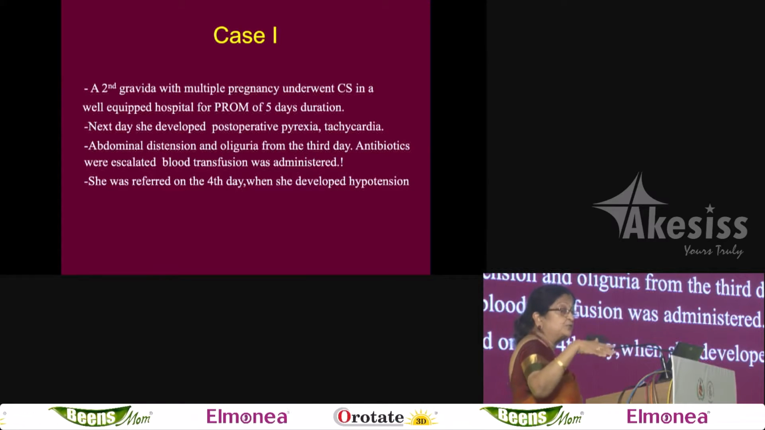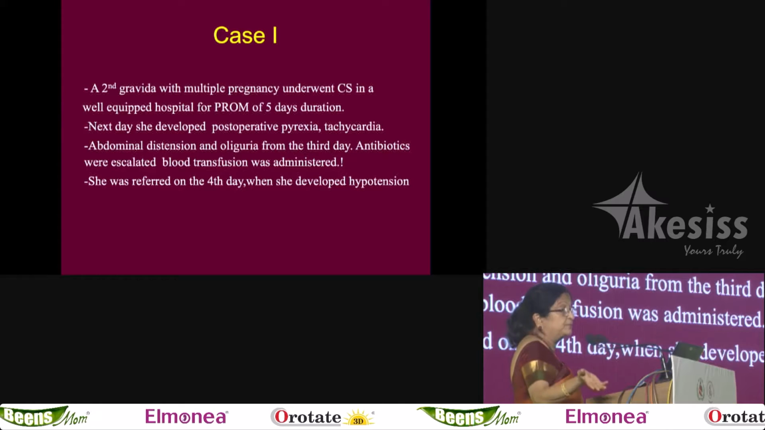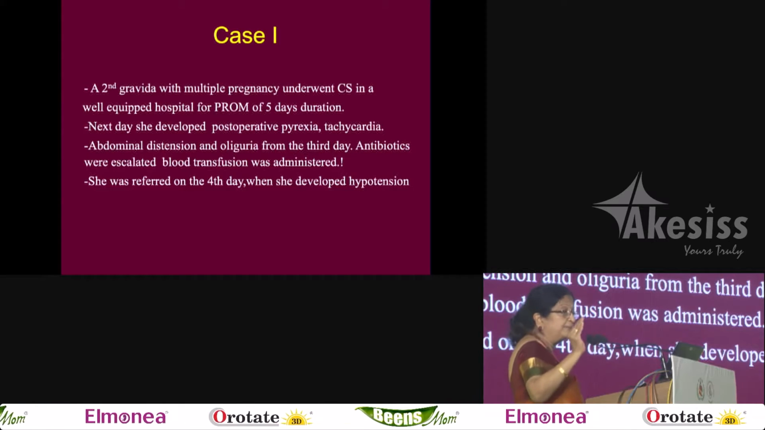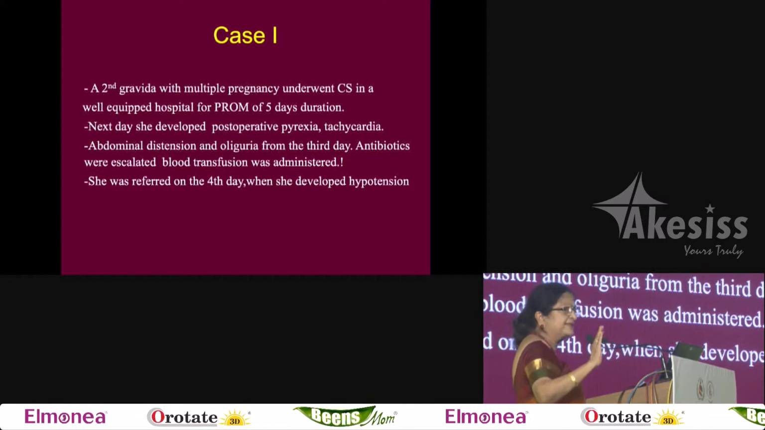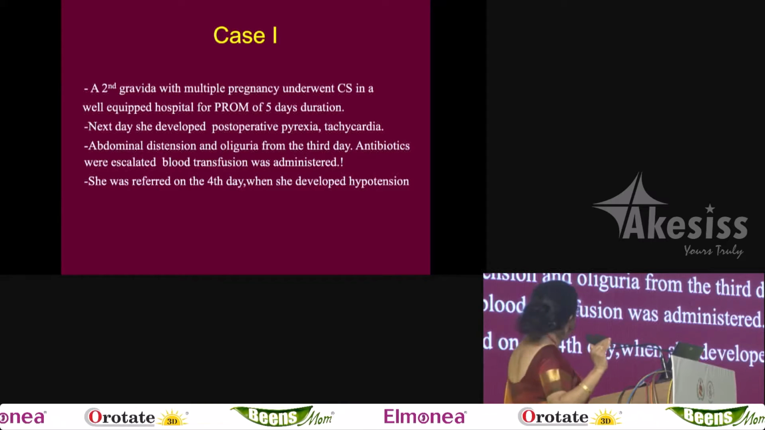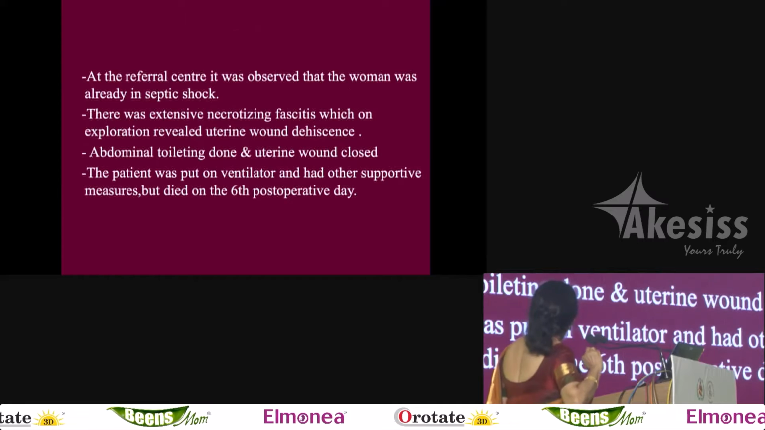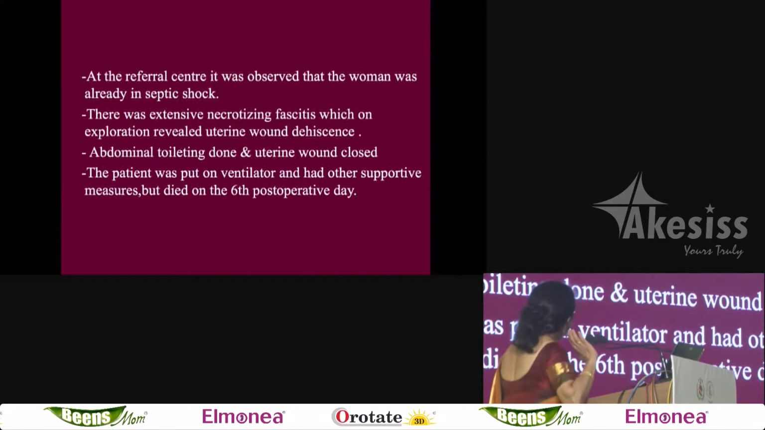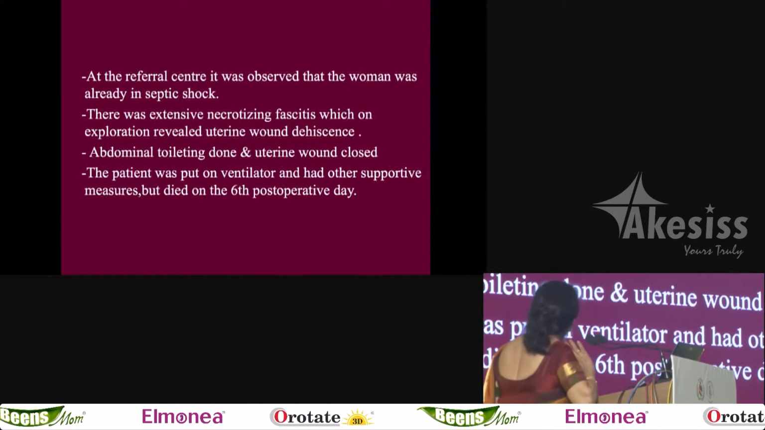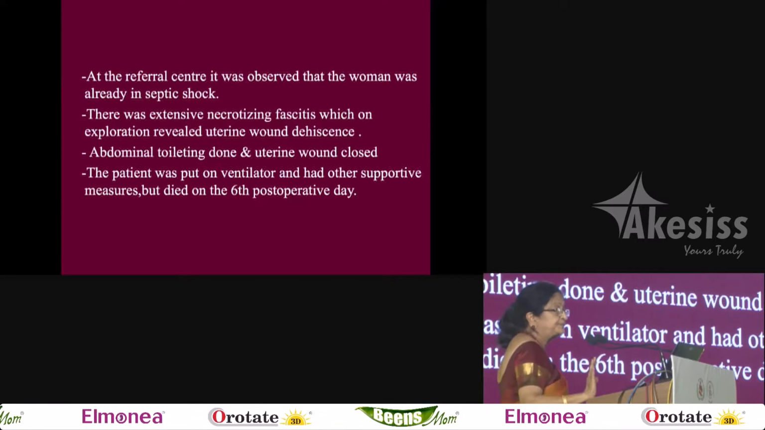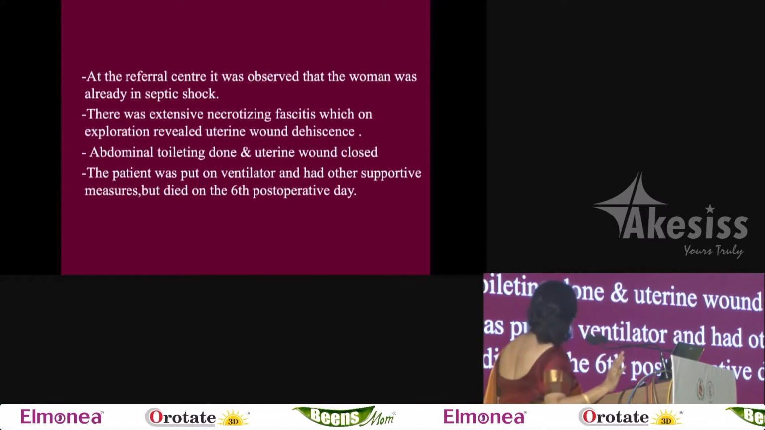Remember, a person in whom you expect to see a scaphoid abdomen after the post-operative day, when you find abdominal distension, yeah, we might think this is a paralytic ileus, but beware of the distension, okay? And then she has developed oliguria and then hypotension. Then at the referral center, it was observed that the woman was already in septic shock, because we all know she's in hypotension.